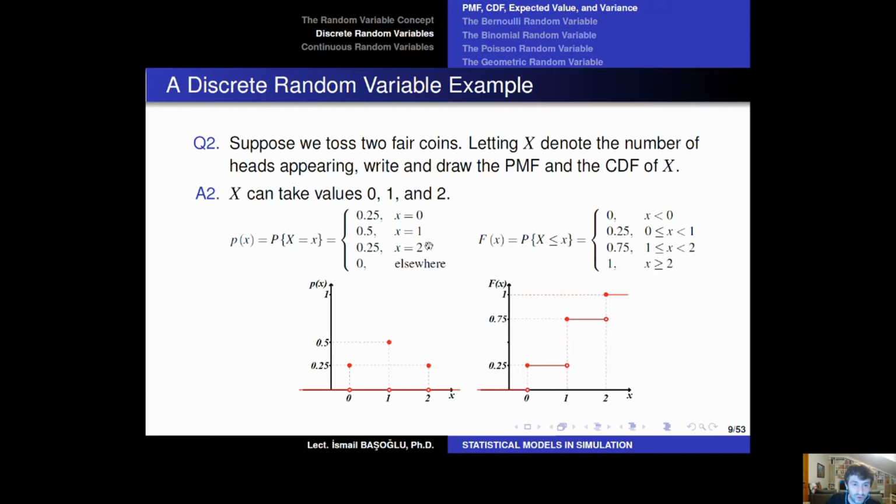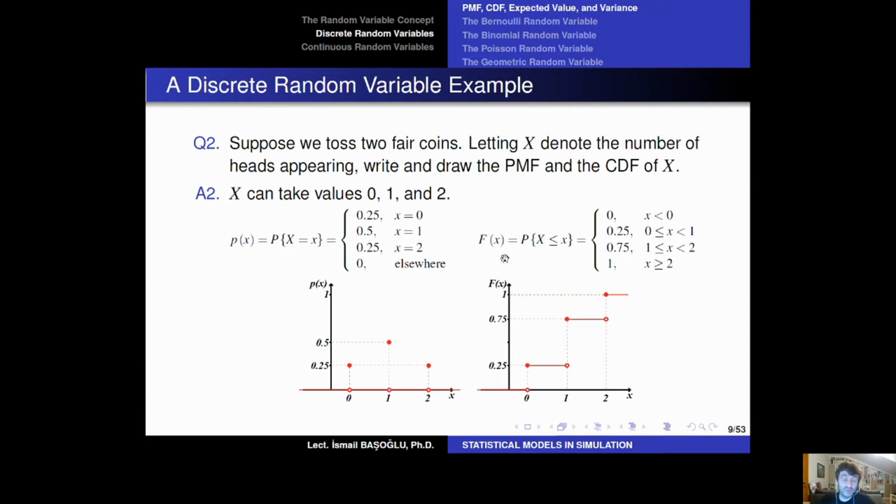And the drawing of this probability mass function is what? At 0, 1, and 2, we have probability masses as described in the probability mass function here. So p of x are going to be 0.25, 0.5, and 0.25 here. And anywhere else, the probability masses would be 0.